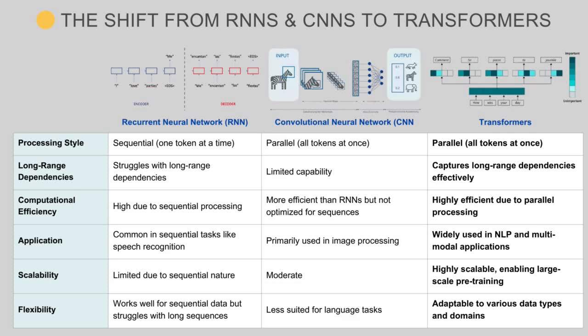So what are the limitations of RNNs? RNNs process input tokens sequentially, making them unsuitable for parallel training. They maintain a hidden state that encodes the context of previous tokens, requiring each token to be processed one after the other. So you cannot do parallel training in case of RNNs.